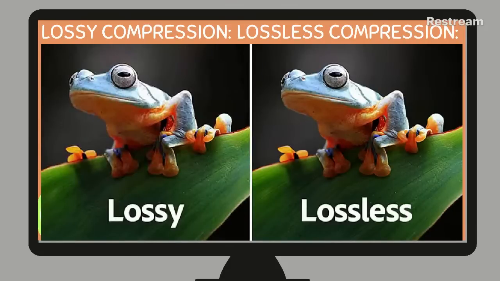So, lossy compression versus lossless compression. Hopefully, with images, there's not too much difference between them, but with documents, lossy compression can actually get rid of words, and that's not very useful.